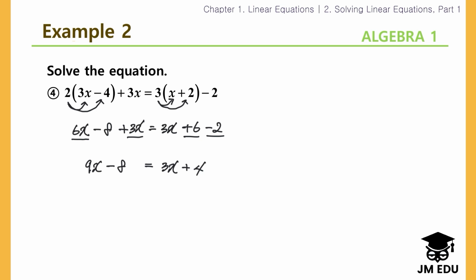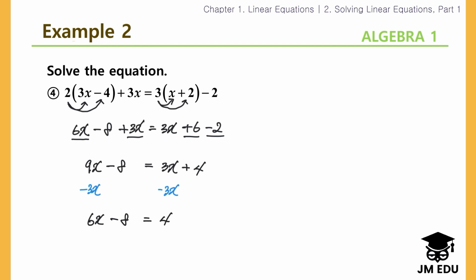Now, what I'm going to do is I'm going to eliminate 3x on the right hand side. So minus 3x, minus 3x. So that's going to be 6x. 9 minus 3, that's 6, right? 6x minus 8 is equal to 3x minus 3x, that's 0. So we have a 4.